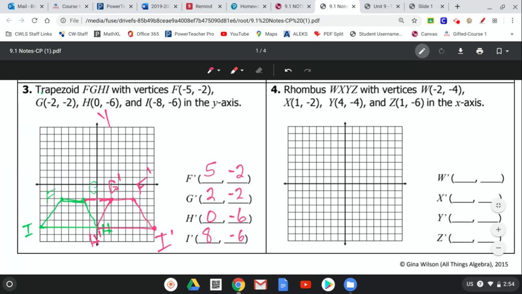So when we connect these points, this gives us the coordinates of our image, okay? So those are the coordinates for our image right there.